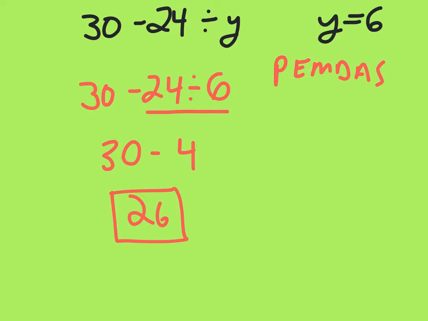That's your right answer. If you didn't get 26, my guess is that you probably did 30 minus 24, got 6, and then 6 divided by 6, and you got 1. That's incorrect. You have to do the order of operations, all right? If you're not sure with it, ask and we'll get it straightened out for you.